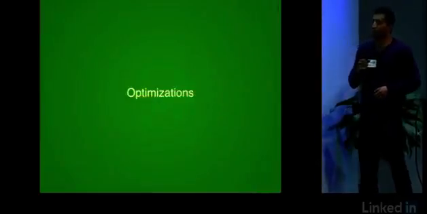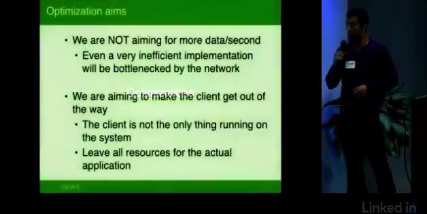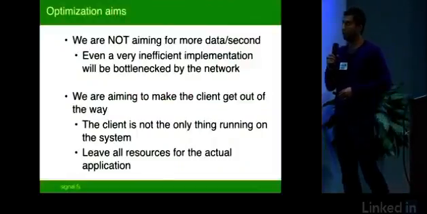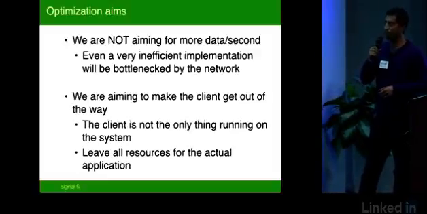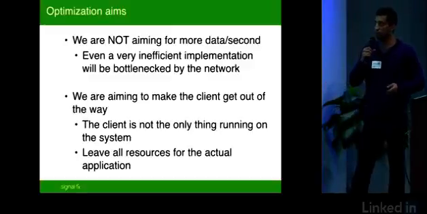All right, so what kind of optimizations did we do? Well, before we talk about that, let's talk about the aims for our optimizations. We are not trying to get more data per second from our consumer. Even a very inefficient implementation will probably be bottlenecked by the network. So what we're trying to do instead is to get out of the way of the application.